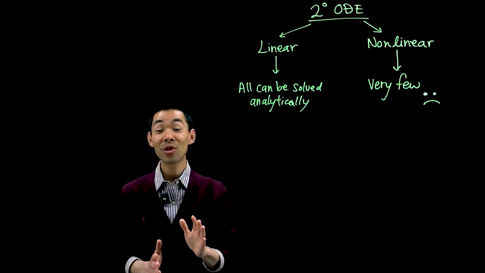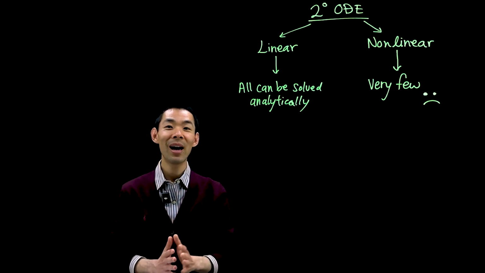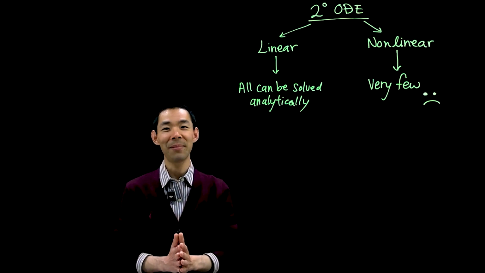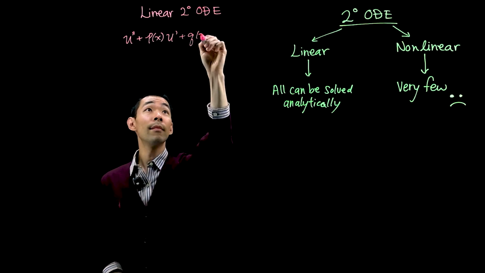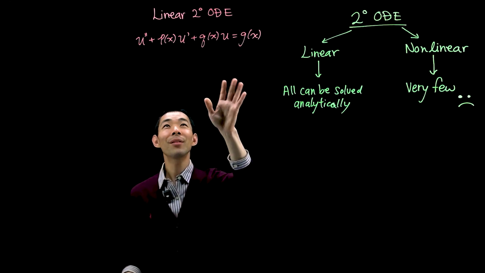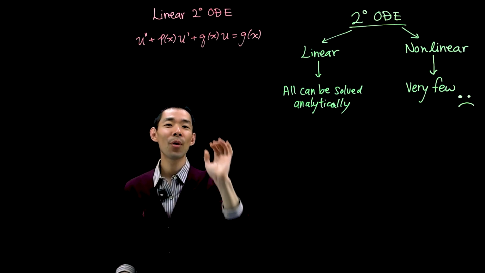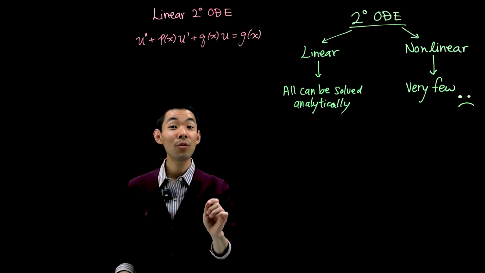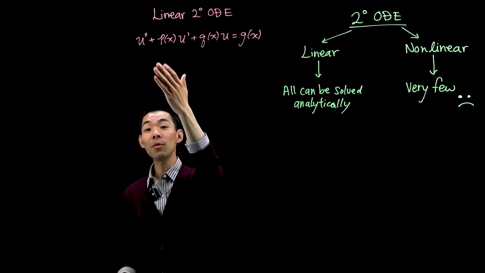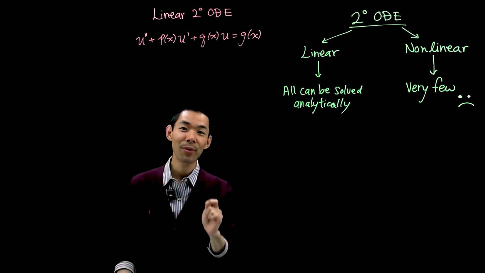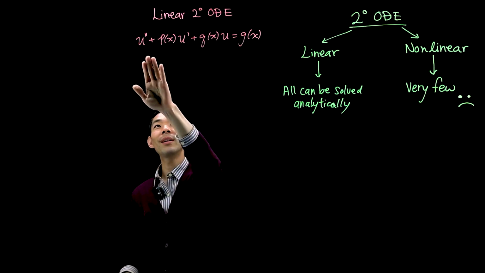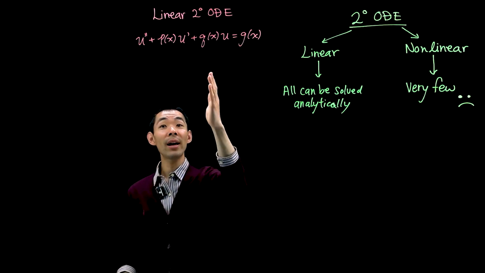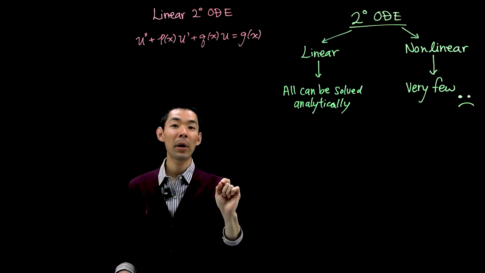So let's write down the generic form of a linear second-order ODE. Here is the general linear second-order ODE form. The function you want is the variable u, might be a velocity profile, temperature profile, concentration profile, and it's going to be a function only of x because we have an ordinary differential equation.